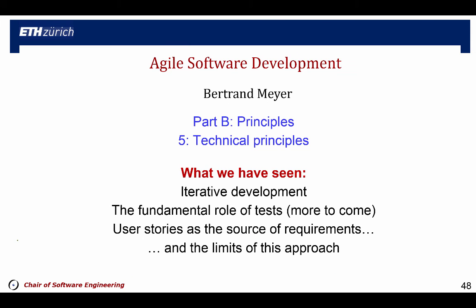What we've seen in this segment is a number of principles of Agile development, again, the technical principles, iterative development, the fundamental role of tests, and there's more on this to come, and user stories as the Agile source of requirements, also some of the limits of this reliance, this exclusive reliance on user stories for requirements.